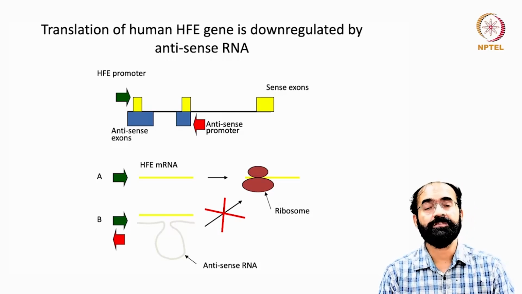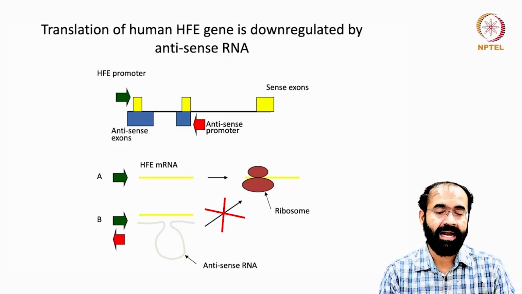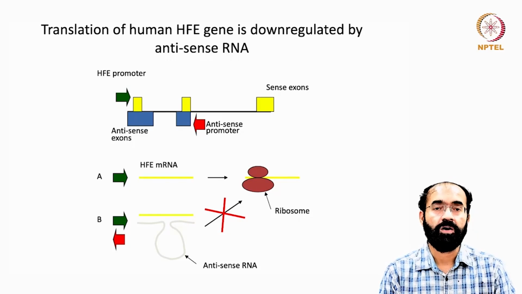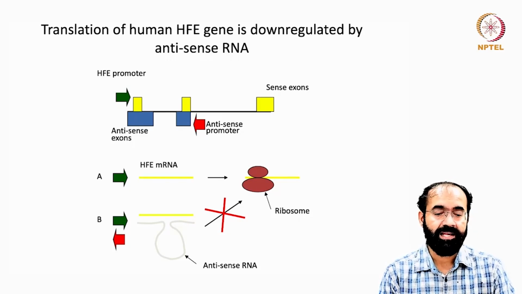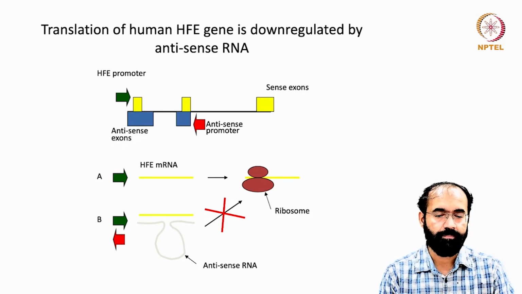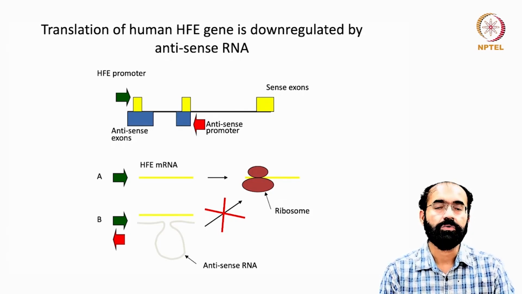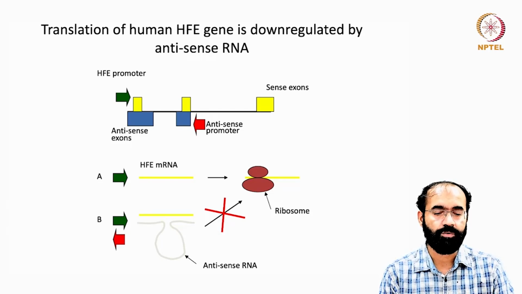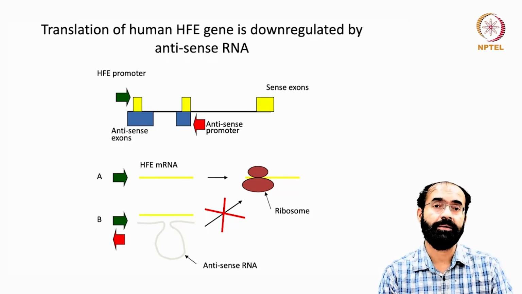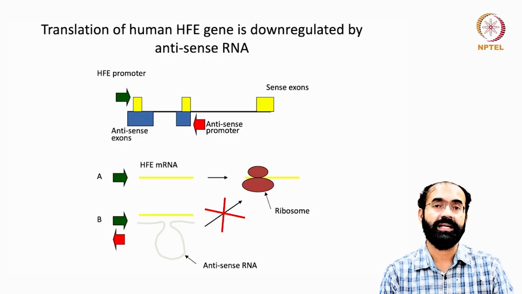However, if the antisense promoter is turned on and antisense RNA comes out, then what will happen? Portions of this HFE mRNA will now be paired by complementary regions. Throughout it cannot pair, because this area will not find pairing, and this area will not find pairing. So this area it will pair, and in the same way this area it will pair. This yellow region will find its complementary sequence in the antisense sequence, and that will cause the degradation of this HFE mRNA, and HFE protein will not be produced.